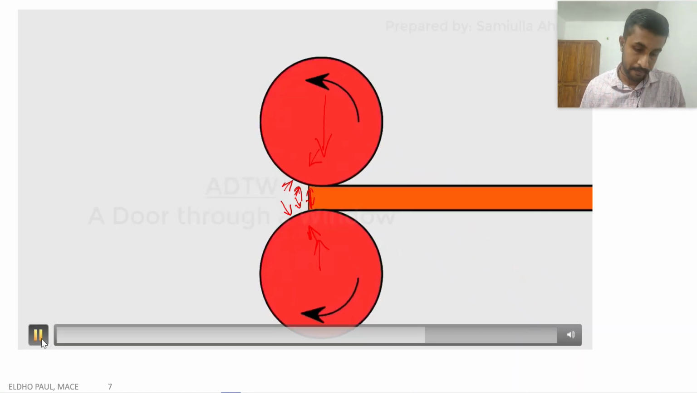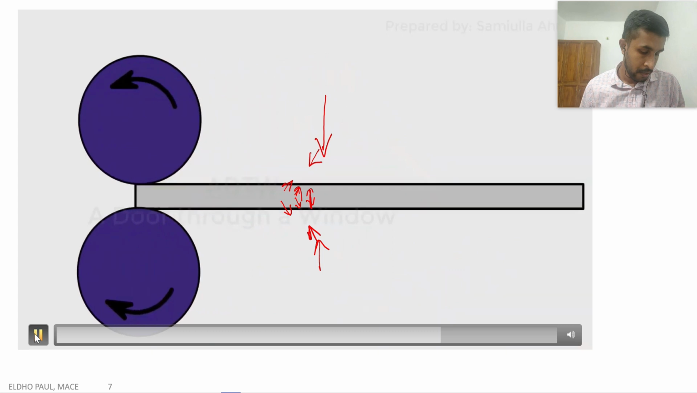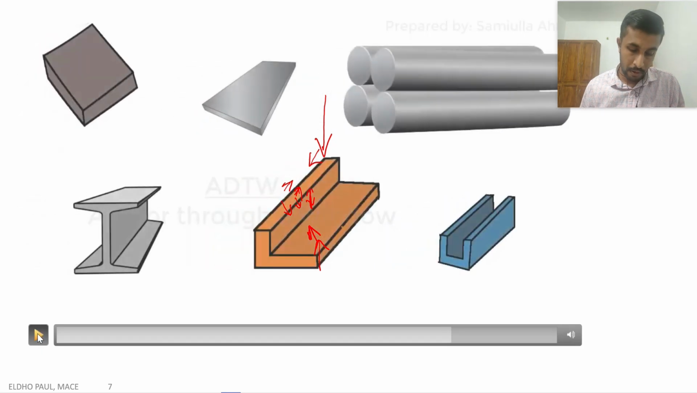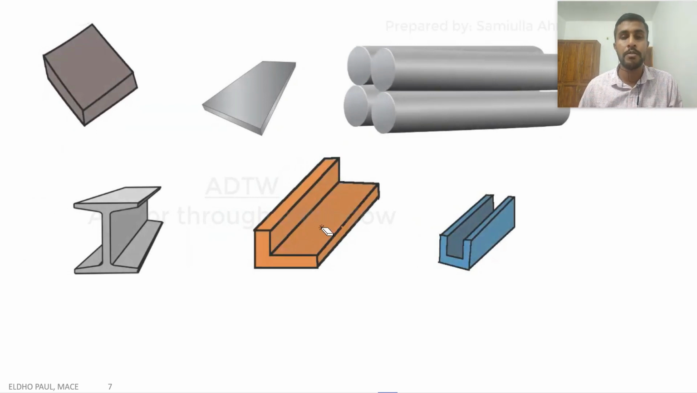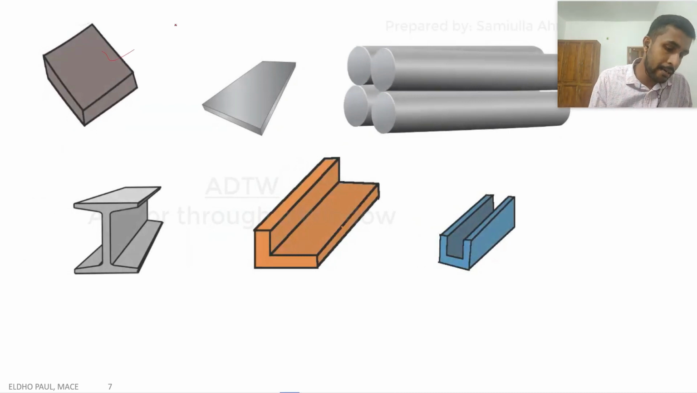Rolling of a workpiece can be carried out in hot or cold condition. So we can do the rolling process in different conditions, and these are the different products we can develop by the rolling process. The rolling process is not only for producing flat surfaces or plates. We can create different cross sections using the rolling process. See this, we can create a plate-like final product using a rolling process.